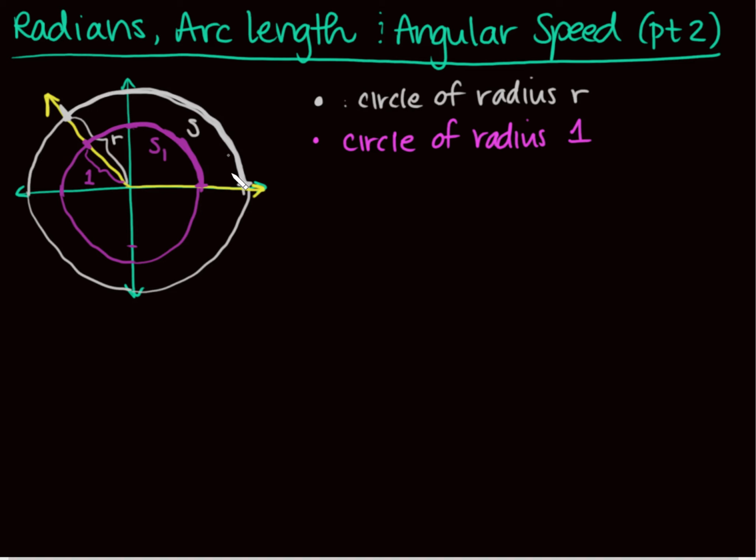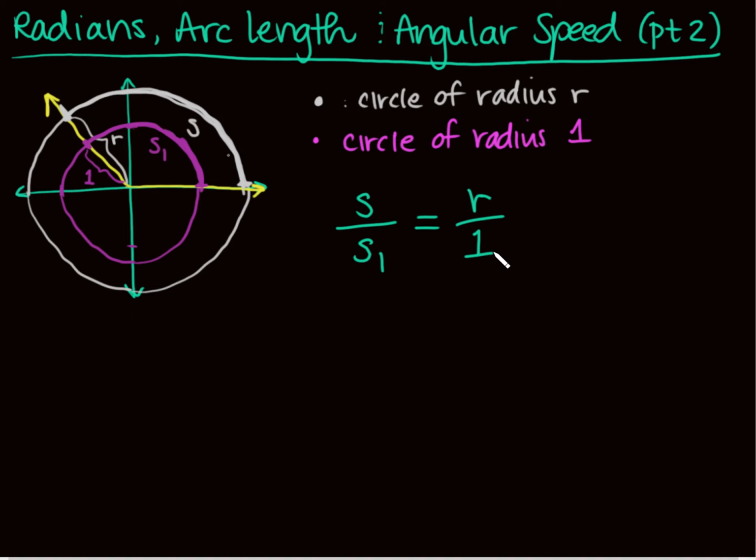Which is that yellow angle. So basically, if I take proportions, if I take S is to S1, so I'm taking the arc length of my bigger circle and relating it to the arc length of my unit circle, then that's going to be the same as the proportion of the radii. That's r, and what is the radius of my inner circle, the s sub 1? We know what that is. That's going to be 1.